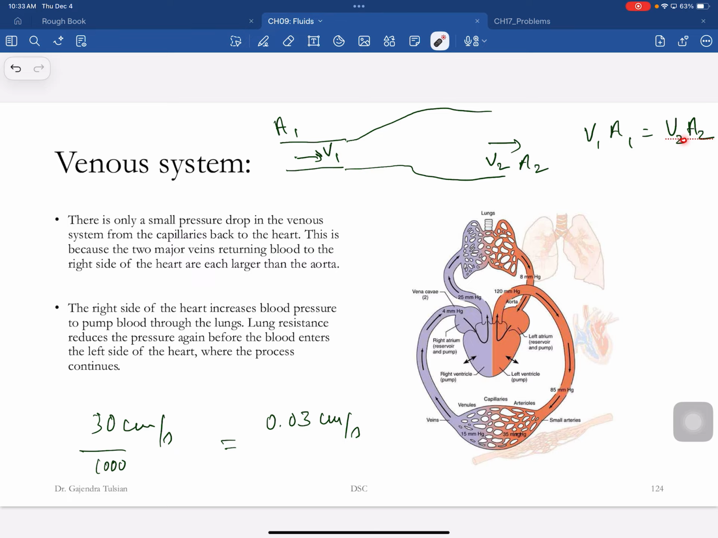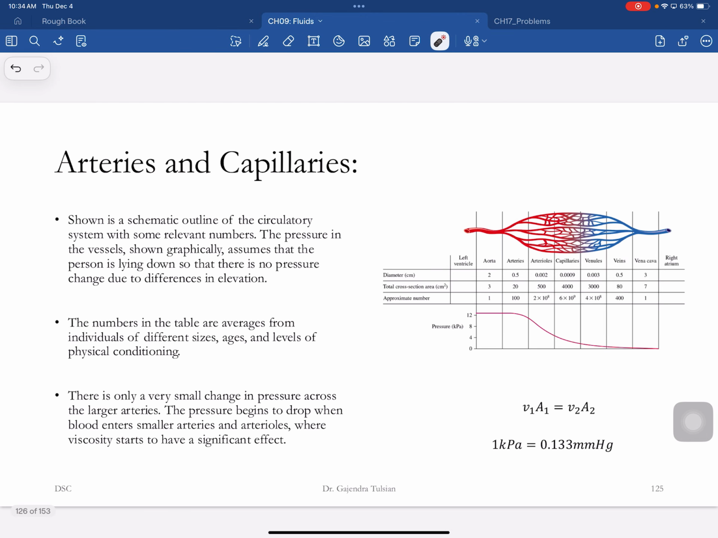So now you come back to this equation. If you want to reduce the speed by a factor of 1,000 in the capillaries, you have to increase the total area of cross-section by 1,000. And that's what you did. So you had so many capillaries, and the total area of cross-section of all the capillaries added up to that much. The reason was you wanted to slow down the blood.